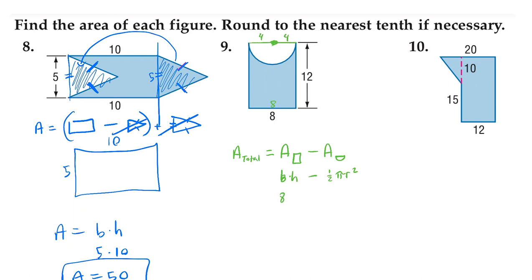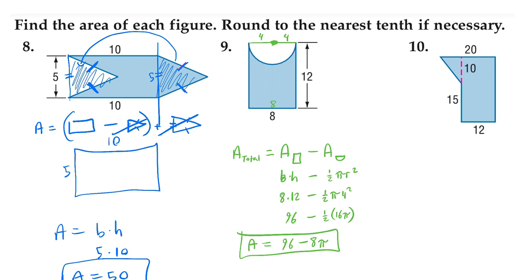So this is going to be 8 times 12 minus 1/2 pi, and the radius is 4. So we get that's 96 minus 1/2 of 16 pi. And so that's 96 minus 8 pi. Again, you could absolutely jam that into a calculator and get an approximate answer.